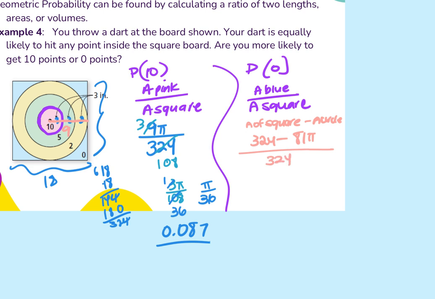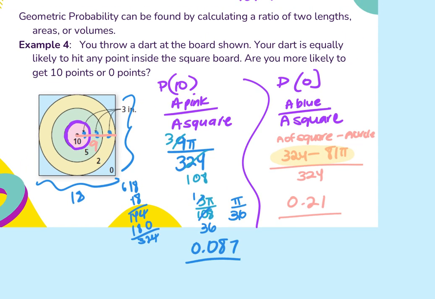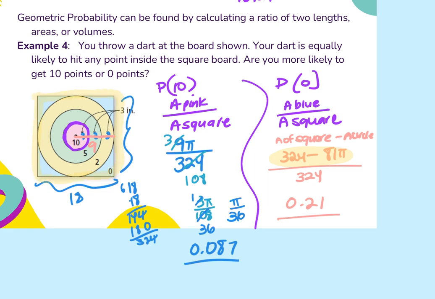And then I'm going to do all that in the calculator. 324 minus 81 pi, divided by 324. And I get 0.2146 and so on and so forth. Wait, what did you do? For the top, I took the area of the whole square and I subtracted from it the circle. And that gave me the blue part. And then I put it over the area of the whole thing, which is the square.